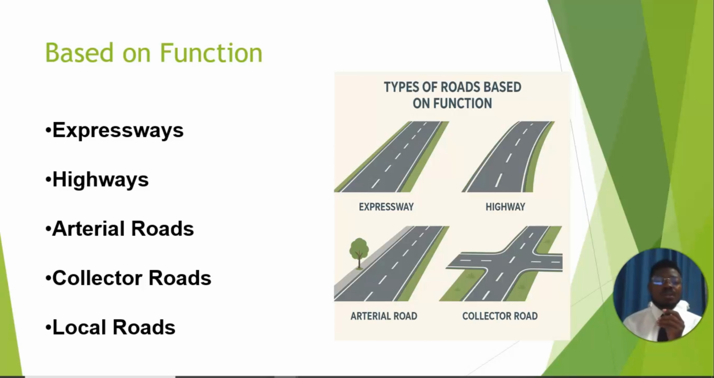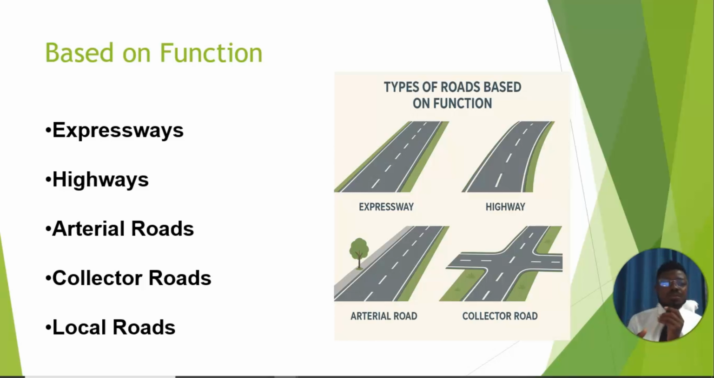So it collects traffic from local roads and channels it to the arterial roads. What links the traffic from the local road to the arterial road is what we call the collector road. The arterial road, we know, is more like the main roads within urban areas, and they connect expressways to the local roads. So that is also the function of the arterial road.